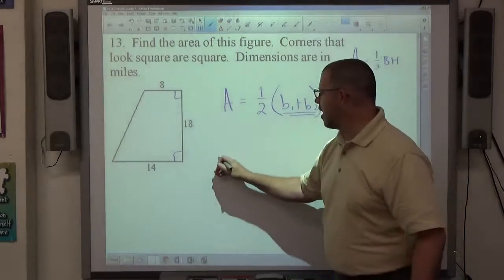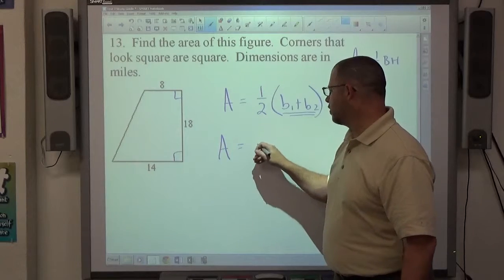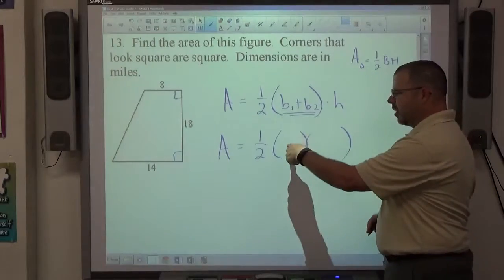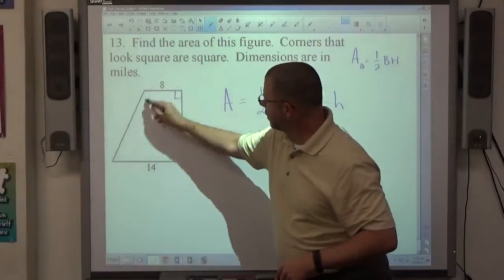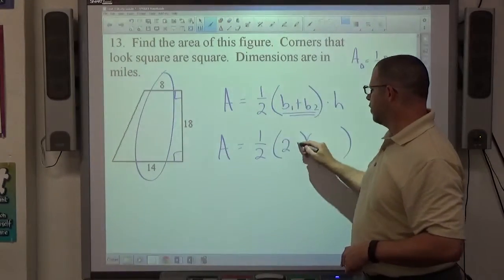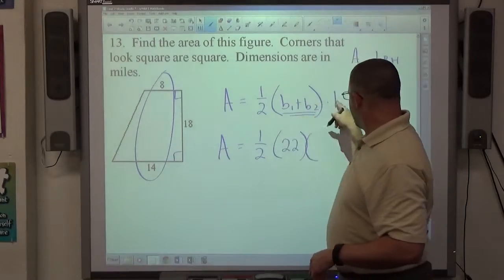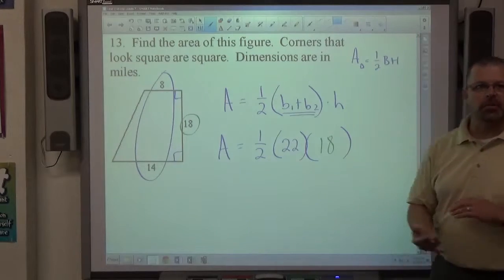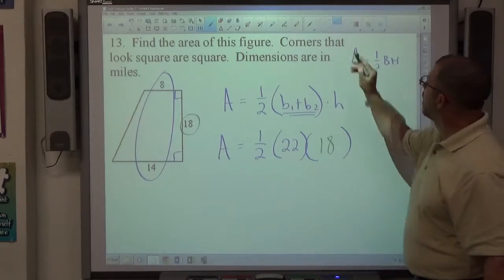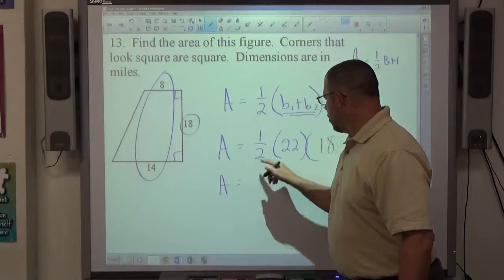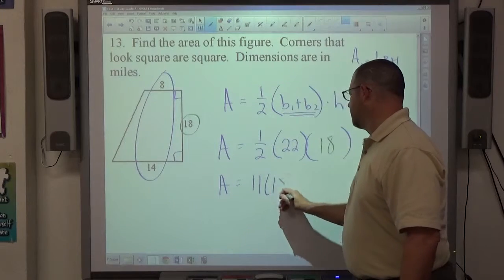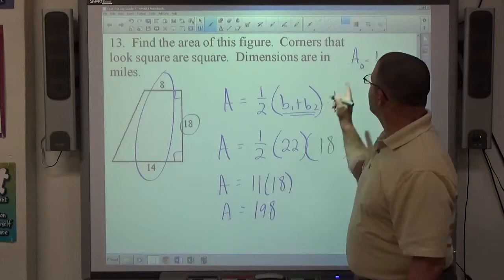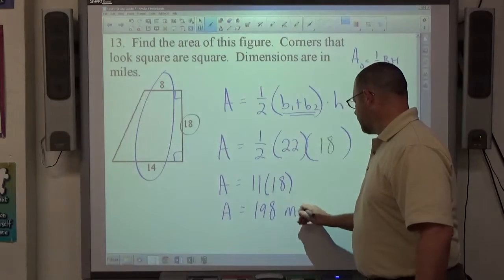So for me, if I'm doing a trapezoid area problem, my problem looks like this on my paper. Area equals 1/2, and I'm looking for 2 numbers. The number that goes there is the sum of the bases. 8 plus 14 is 22. The number that goes there is height. Height is how far apart the bases are. Very easy to find those 2 numbers without too much difficulty. 1/2 times 22 is 11. 11 times 18 is 198. Unit of length is miles, so it's going to be miles squared.